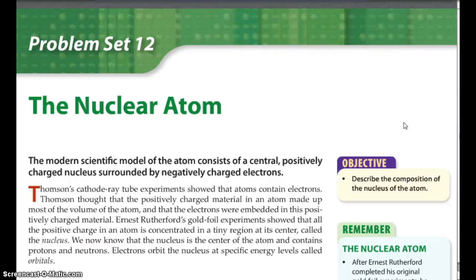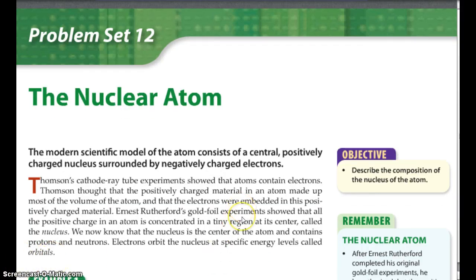Ernest Rutherford's gold foil experiment showed that the positive charge in an atom is concentrated in a tiny region at its center called the nucleus. So it wasn't spread out all over like a cup of pudding. The nucleus is just in the center, really tight together. We now know that the nucleus is the center of the atom and contains protons and neutrons. Electrons orbit the nucleus at specific energy levels called orbitals, or shells, or energy levels, or the electron cloud. But again, orbitals is the best one to remember right now.